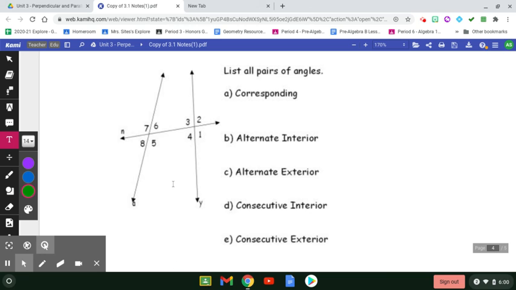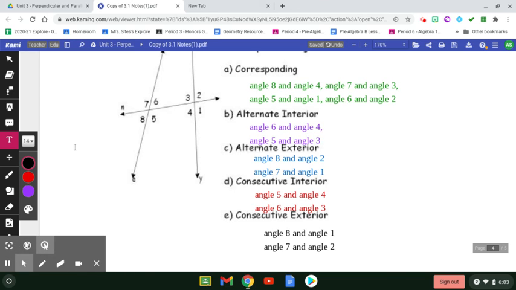To see if you guys have this under control, I want you to see if you can answer this portion of your notes on your own. So I want you to list all pairs of angles, practicing all of our definitions. When you're ready to go, answer the questions that are in Edpuzzle. So here's to see if you had the right answers.